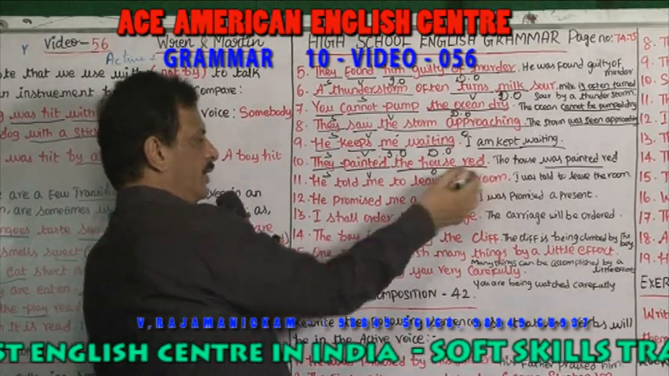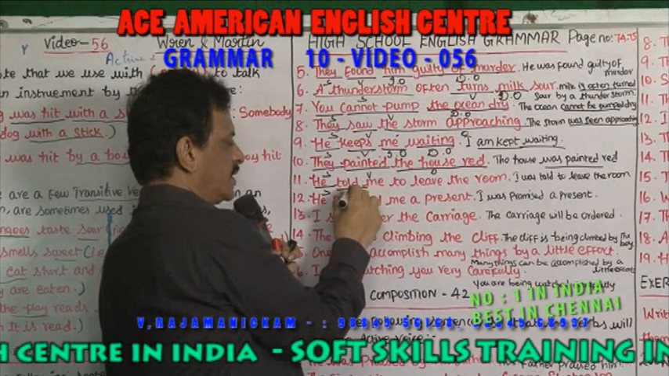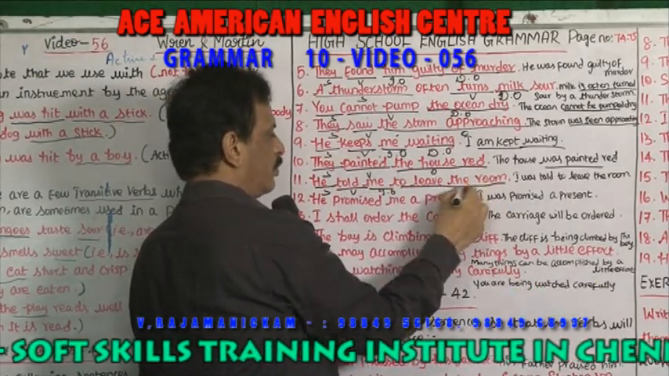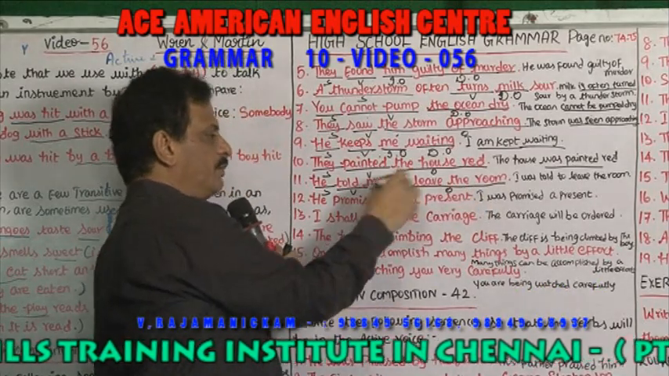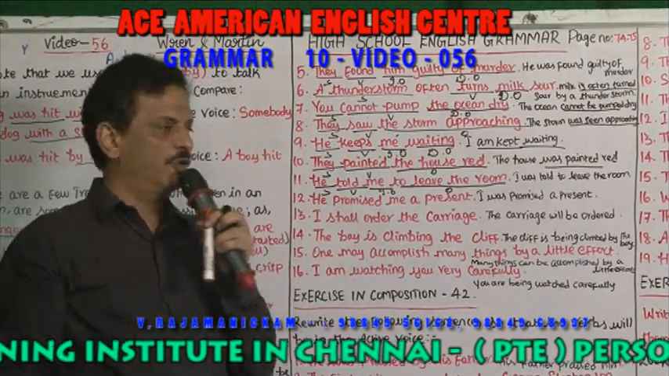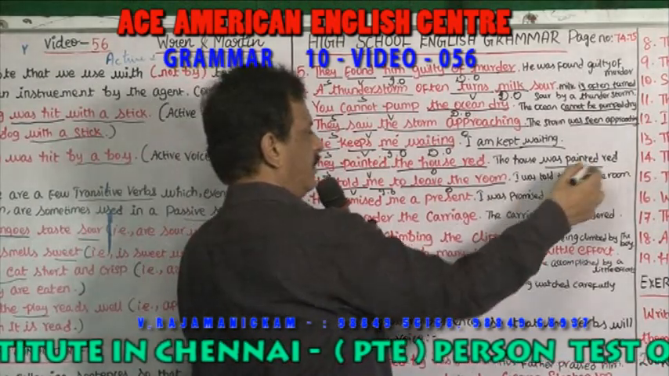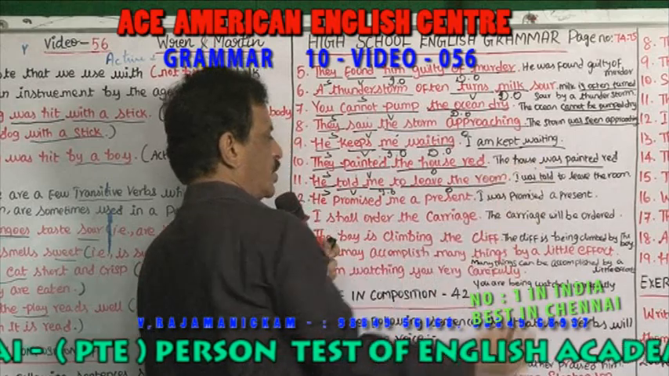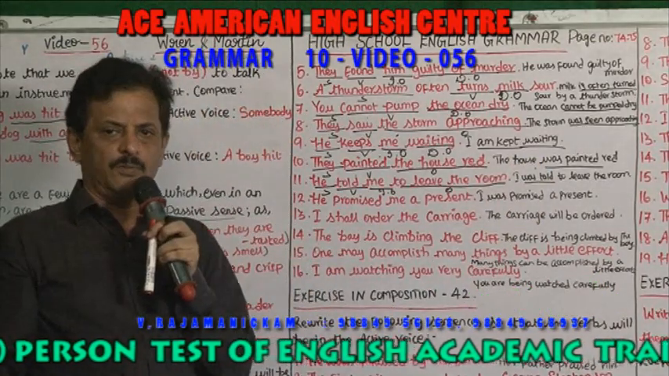He told me to leave the room. He subject. Told is the verb. Whom? Indirect object. Me. What? To leave the room becomes an object. He told me to leave the room. What is the passive voice? I was told to leave the room. So told changes into was told. I was told to leave the room.